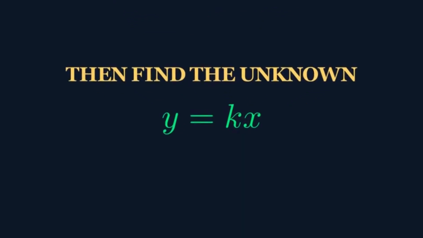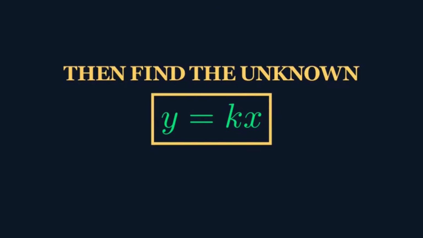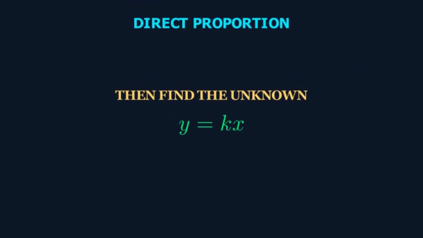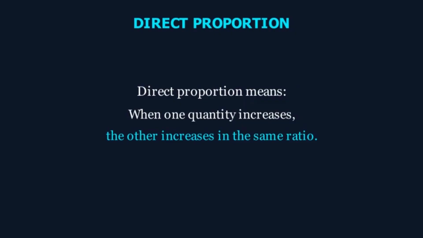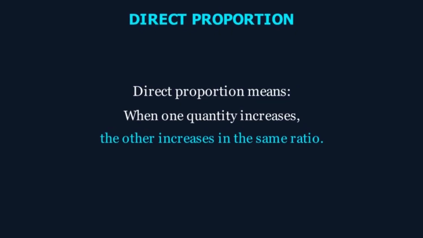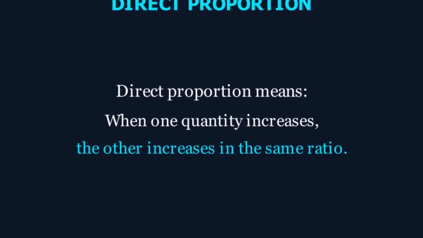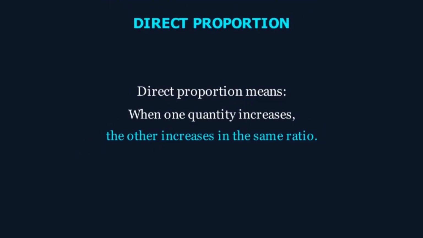The key formula is y equals kx. Direct proportion means that when one quantity increases, the other quantity increases in the same ratio. Once you understand this method, direct proportion questions become much easier. Great work! Now that we understand direct proportion, we're ready for our next topic: inverse proportion.